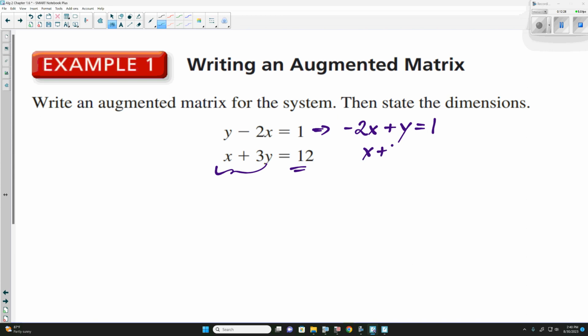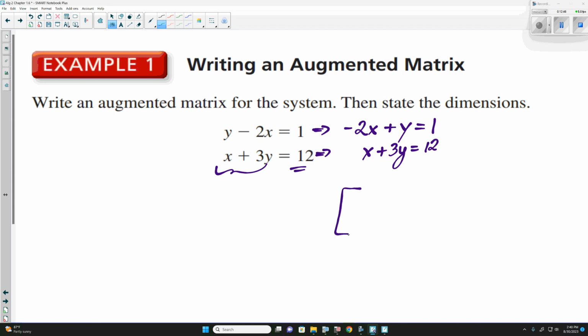Now we don't have to rewrite it. I'm going to go on and rewrite the other equation next to it. So we get this here. Because the second equation, x plus 3y equals 12, x is first, y is second, it's fine as it is. Questions on this here?